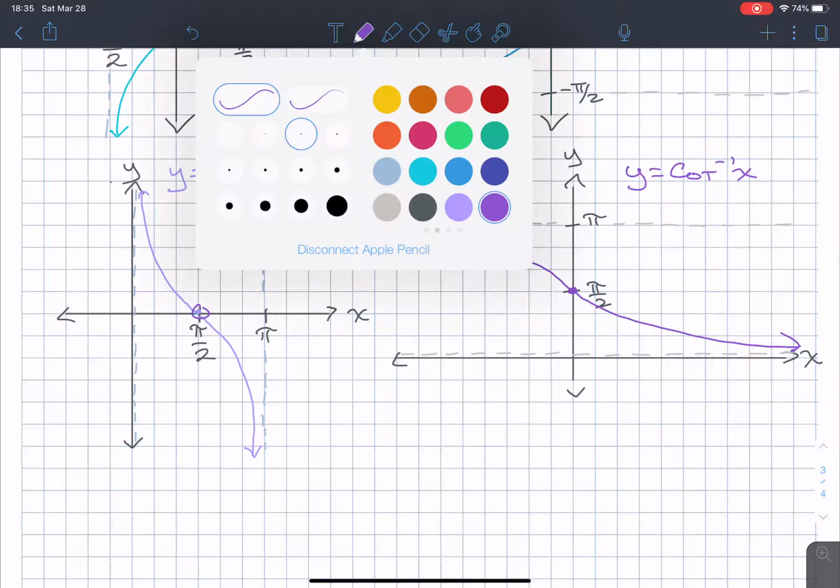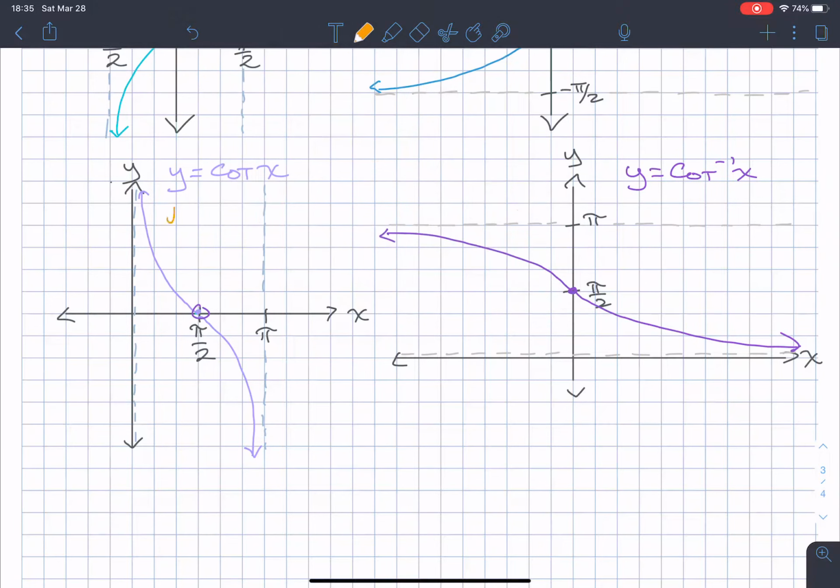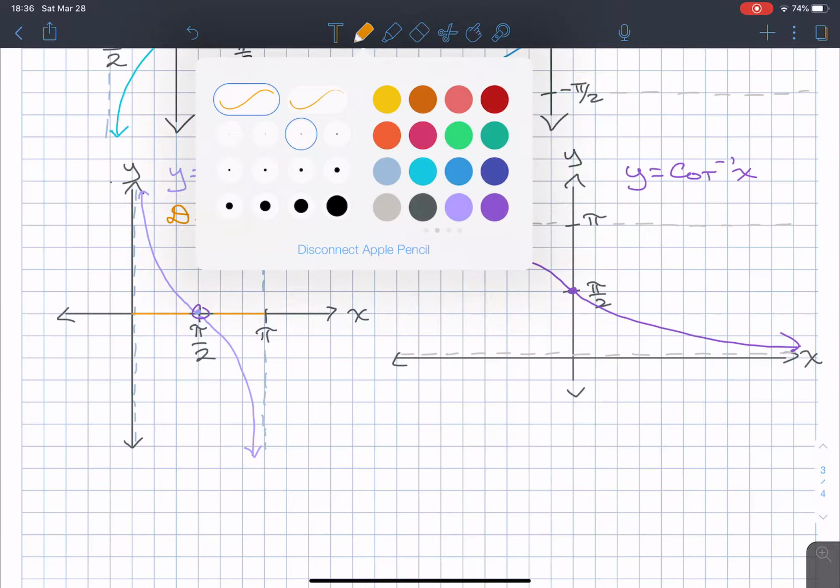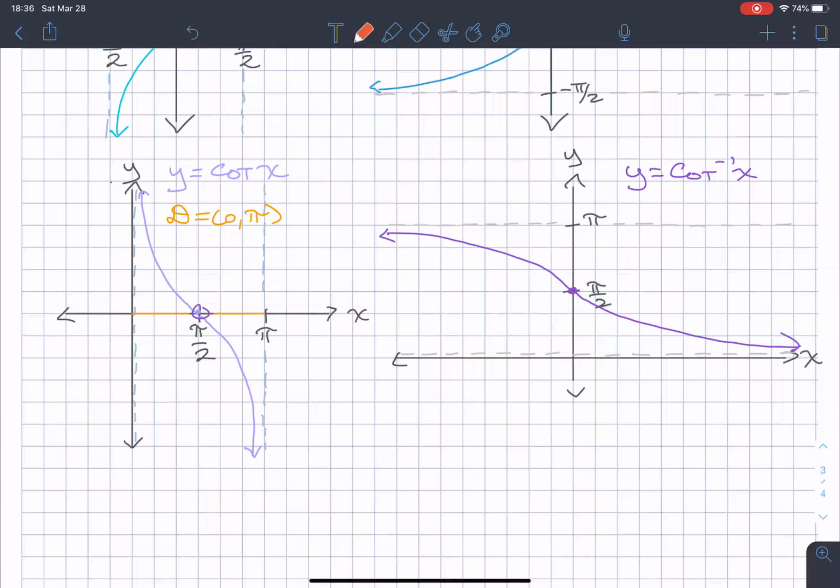And let's note the domain here. The domain here is between 0 and pi, non-inclusive, right? So 0 to pi. Can't get to 0 and pi because those are asymptotes. And that, of course, corresponds to the range over here. So the range here is between 0 and pi. And the domain of the inverse is all real numbers.